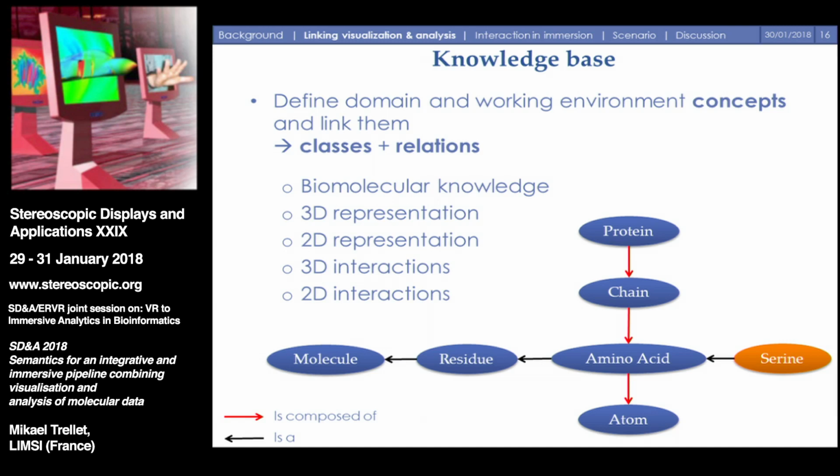Of course, one of the main parts is the biomolecular knowledge. That's all you know about structural biology. But we wanted here to mix values that are quite heterogeneous. So you also need to define in your ontology what are 3D representations, 2D representations, 3D interactions that the user might have with their data, and 2D interactions. So it's not only about the knowledge of your domain, but also about the knowledge of what kind of interactions and what kind of representation a user might want to use to deal with this data. So that's the knowledge base.